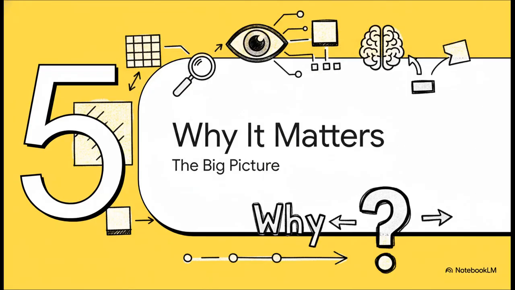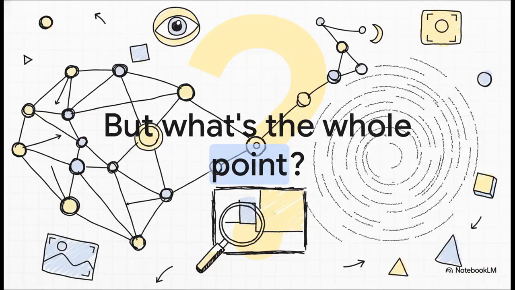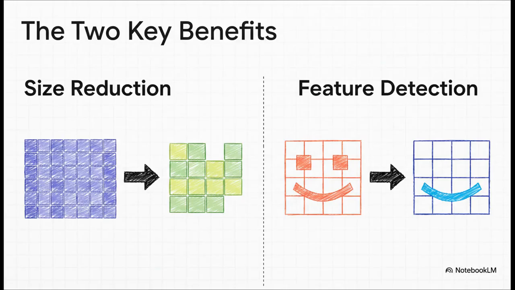Okay, so we've been deep in the weeds on the how, the multiplying, the sliding, all the controls. But let's take a step back for a second and ask the most important question of all. Why are we going through all this trouble in the first place? So what is the end game here? Why does this whole complicated-sounding process actually matter? Well, it really boils down to two huge benefits.